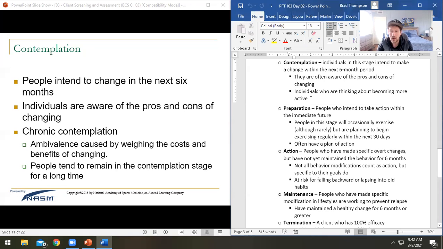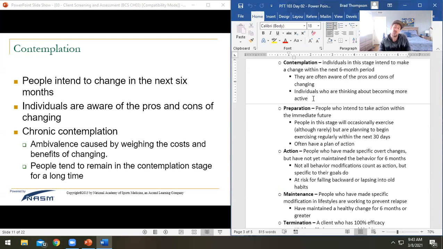Now, one thing to be aware of is that oftentimes that 6-month window will come and go. They're like, all right, in 6 months it's going to be January 1st and I'm going to quit smoking. Suddenly it's January 2nd, they smoke another pack, and it's like, what happened? Were they actually in the pre-contemplation stage? No, they could have genuinely been in contemplation. They may have legitimately been thinking about changing.